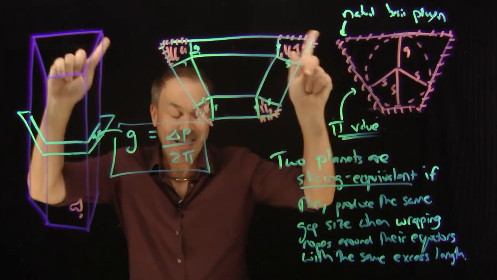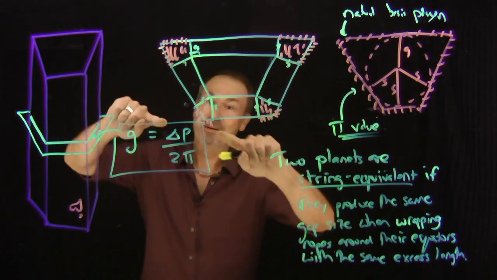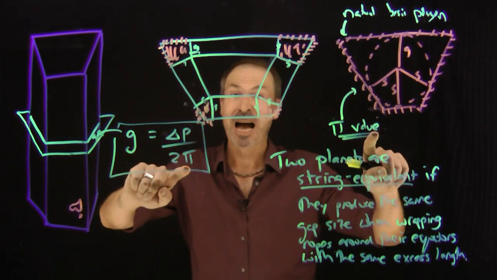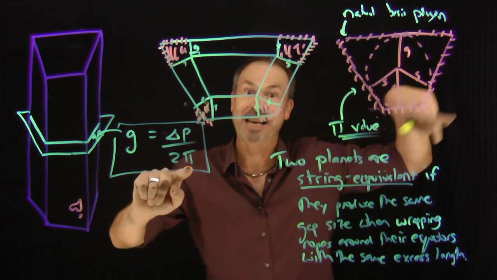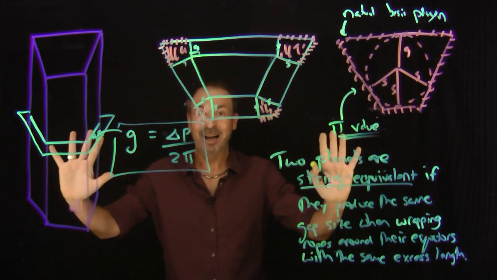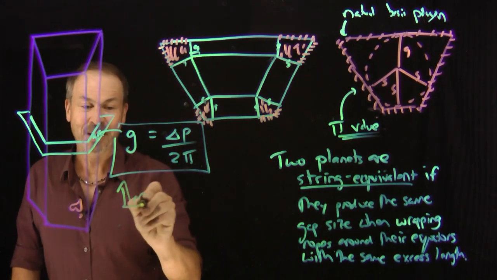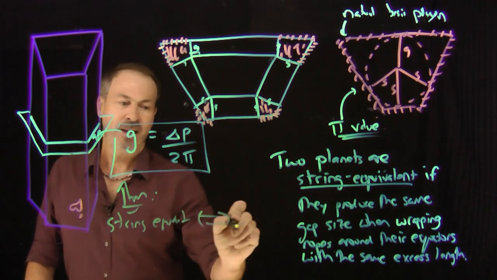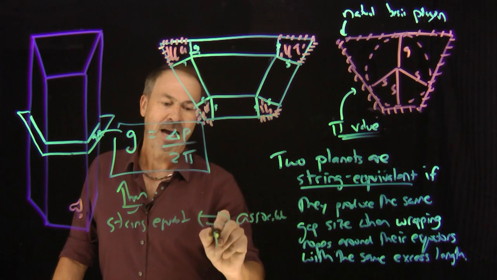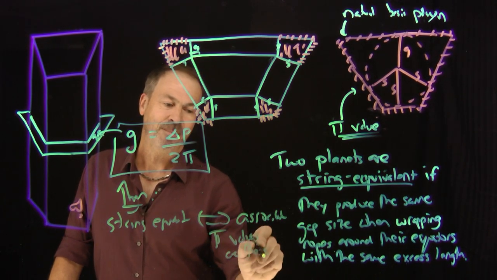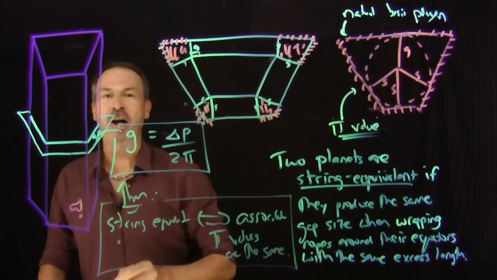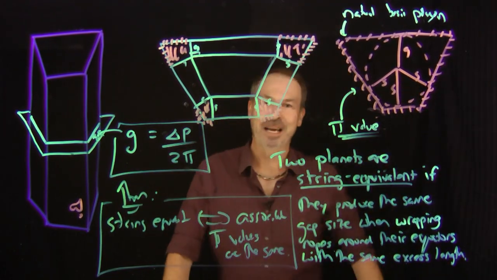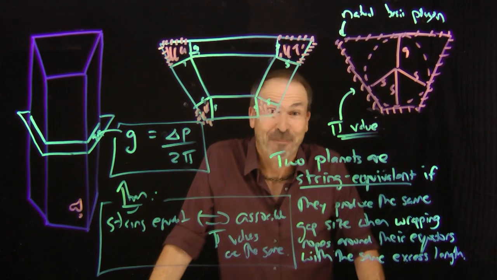But I guess we've now actually established a theorem. If I'm using the same delta P for the two planets, and I want the same G, it must be that I have the same pi values. Or, if I have the same pi values associated with the natural polygons, then I'm guaranteed to get the same gap sizes. So I guess we have a theorem. This notion of being string equivalent: two planets are string equivalent if and only if associated pi values are the same. Whoa, that completely characterizes string equivalence. Two planets are string equivalent if you get the same pi value over here. All right, okay, so we're doing something here.